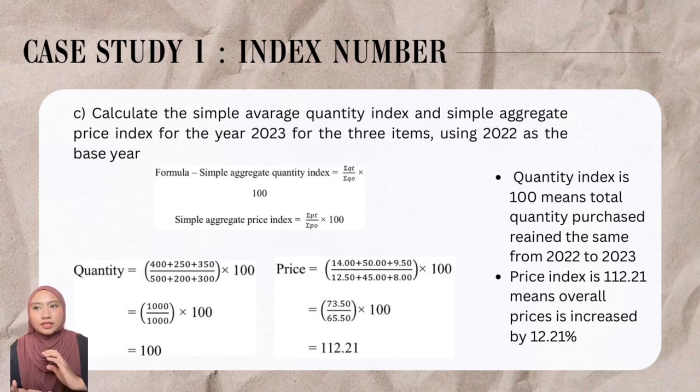Next, we want to calculate the simple aggregate price index. I add all the prices for 2023: 14 ringgit plus 50 ringgit plus 9 ringgit 50 cents equals 73 ringgit 50 cents. For 2022, 12 ringgit 50 cents plus 45 ringgit plus 8 ringgit equals 65 ringgit 50 cents. Now 73 ringgit 50 cents divided by 65 ringgit 50 cents and multiplied by 100 equals 112.21%. This shows the overall price level increased by 12.21% in 2023.